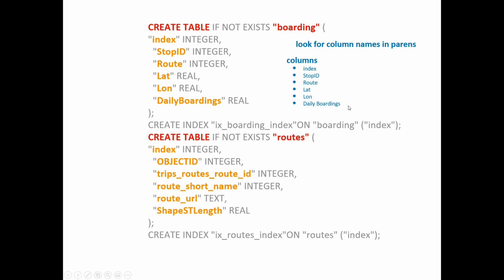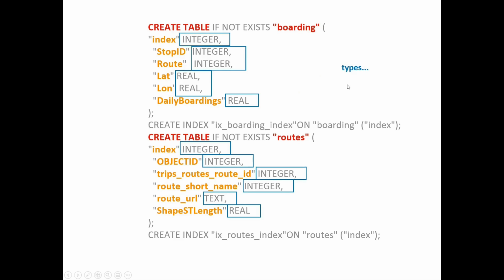And they're going to exist within the parentheses here. And finally, we'll close that up with a semicolon. And next, every single one of these columns has a type that the data must be. And this is strictly enforced. So the index column must be an integer. Stop ID and route, also integers. Lat and lon are going to be reals. So please notice a couple things. In Python, we would call an integer an int. And the real numbers we would call floating point numbers.